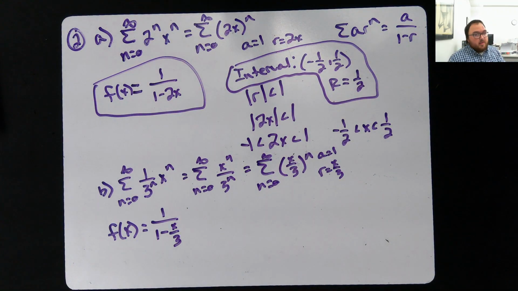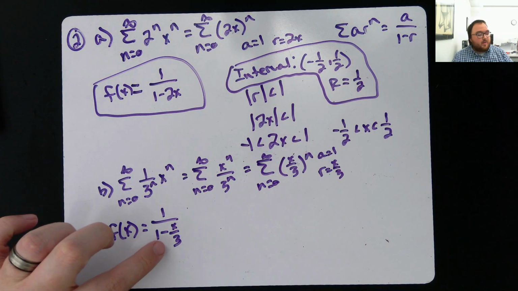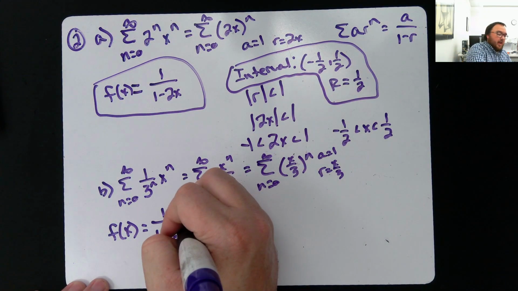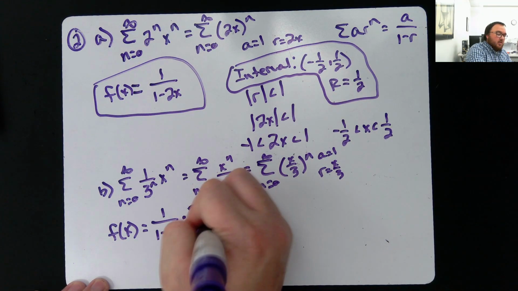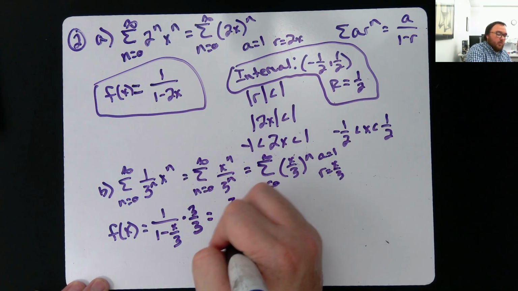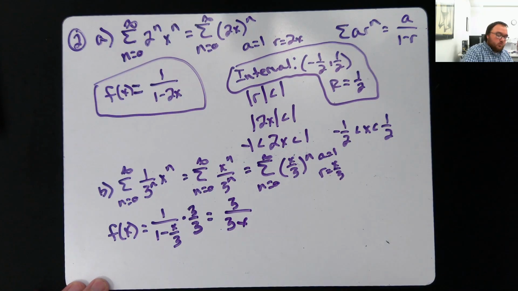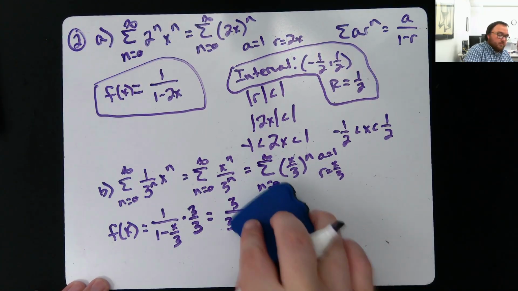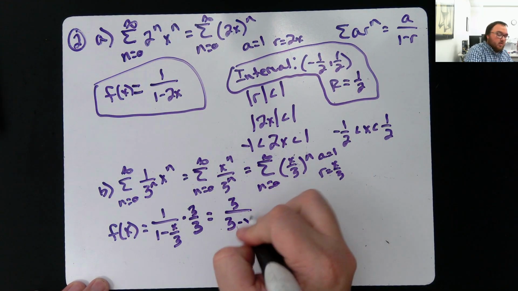Now a function normally doesn't look like this. This is a mess, right? So since I have x over 3, I can multiply everything by 3, which will give me 3 over 3 minus x. Like that.